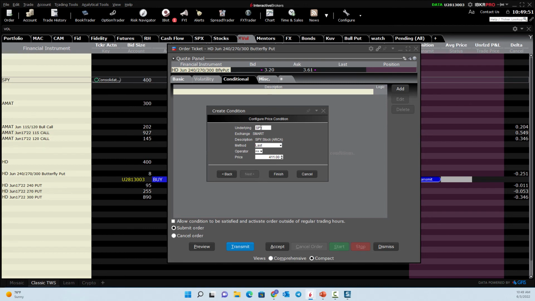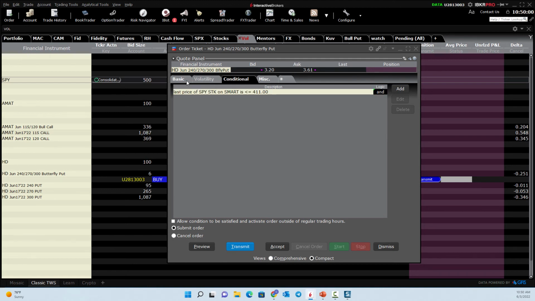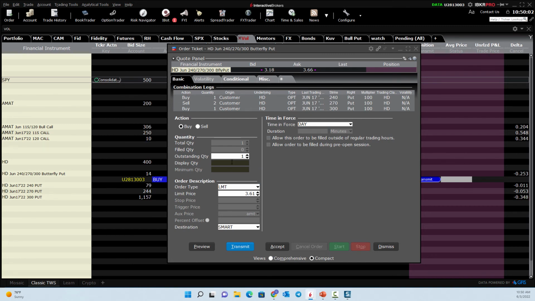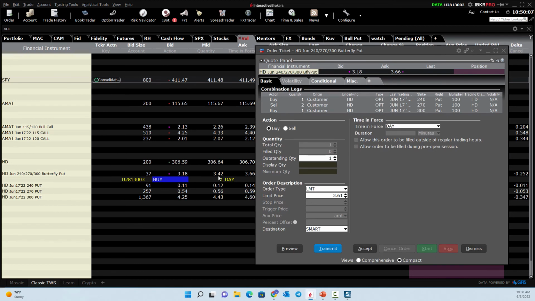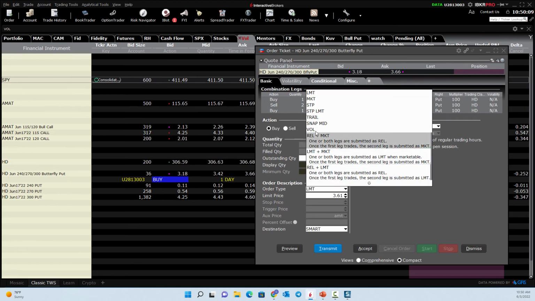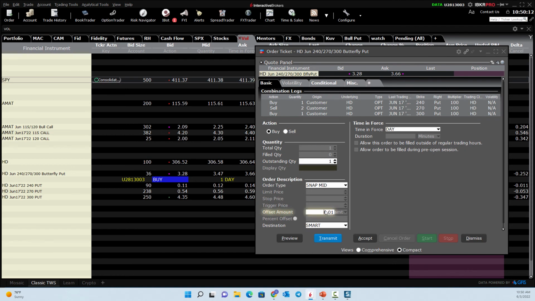See, I don't even need to add a condition for Home Depot. I could add a stock market, an S&P 500 condition. So if SPY goes below 411, then what? Well, then we want to buy this butterfly, and this butterfly right now has got about a 340 midpoint, but we want to snap it to the mid and maybe pay, again, 10 cents less. So instead of it triggering at 347 midpoint, it would go at 337. It would get us 10 cents better than the mid.